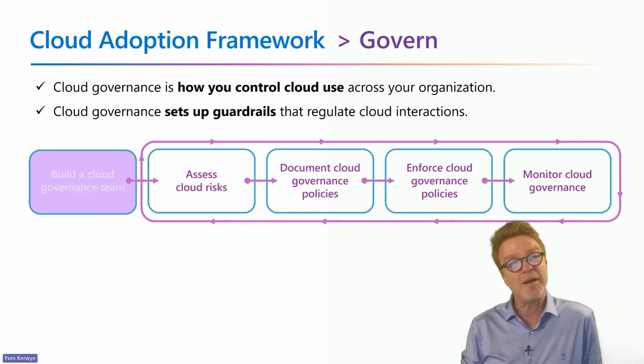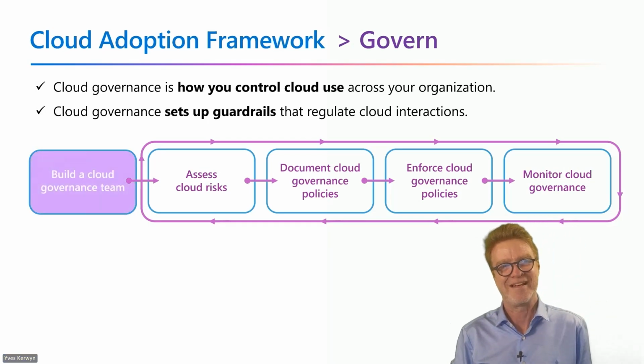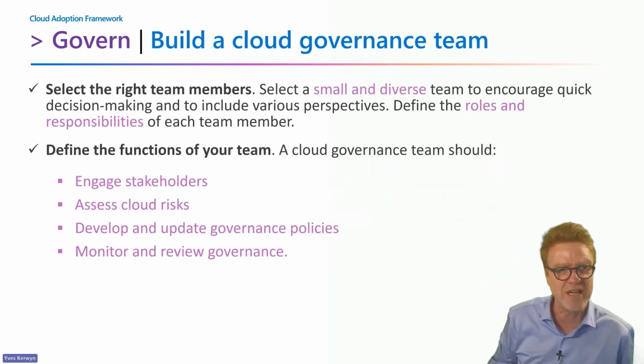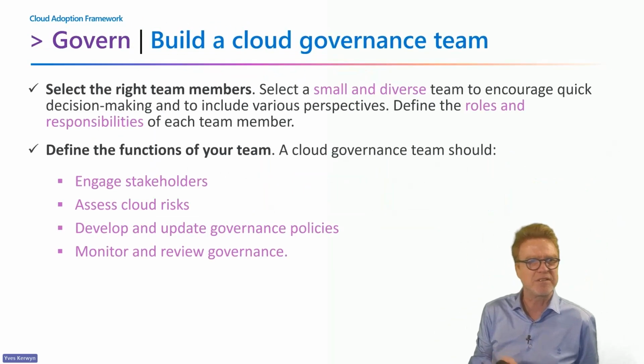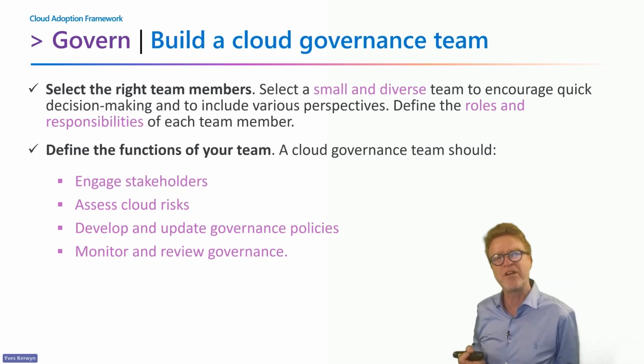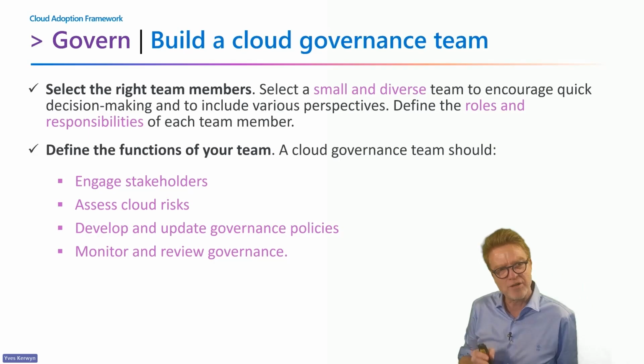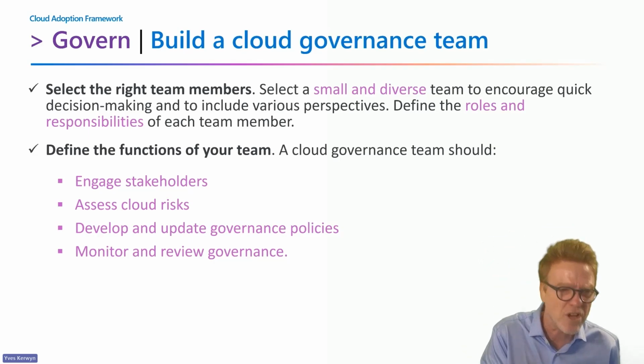And that starts by building a cloud governance team. A cloud governance team, as shown here in the slide, is typically a team that engages the right stakeholders. And that's easy to say, of course. I'll discuss that in a moment. It's about assessing the cloud risks. What is a cloud risk?